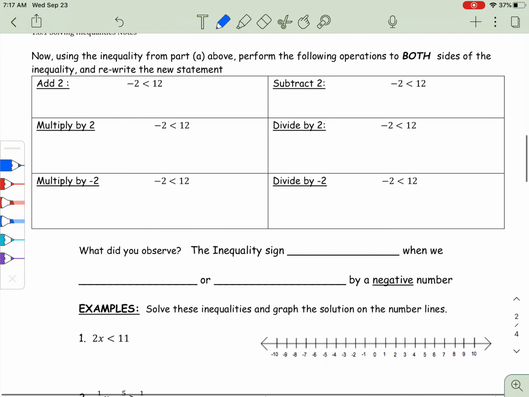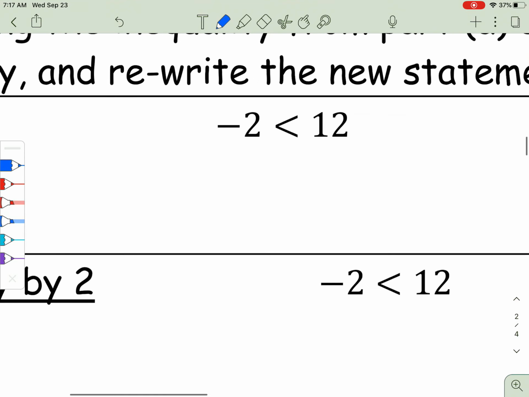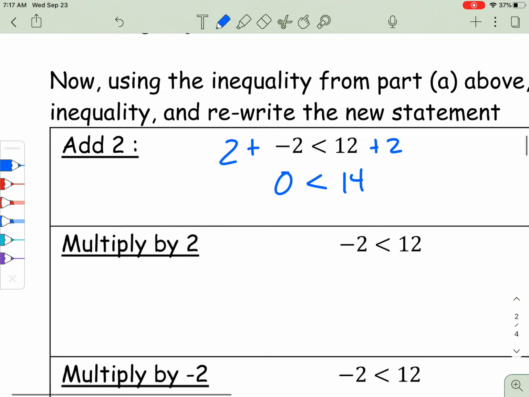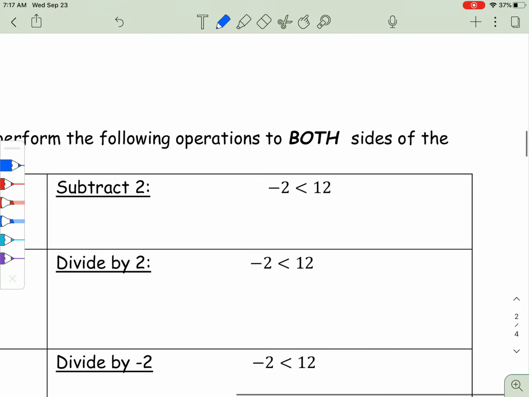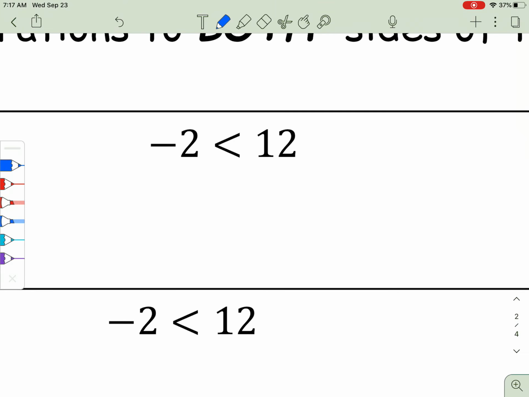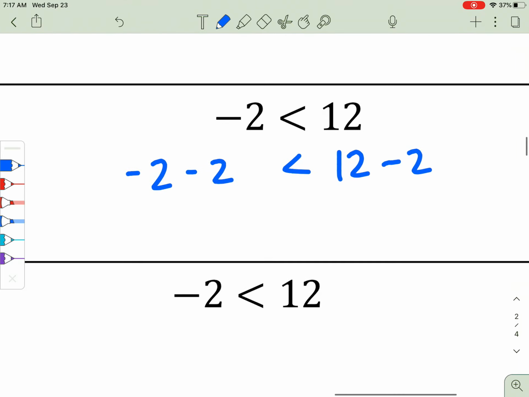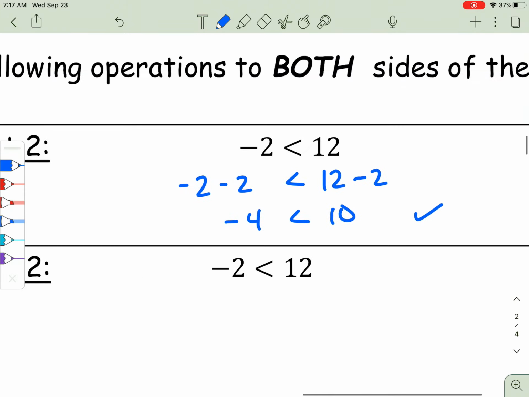Okay. Now, using the inequality from part A above, perform the following operations to both sides of the inequality and then rewrite the new statement. So we want to add 2 to both sides. So -2 plus 2 and 12 plus 2 gives us 0 is less than 14. Still true. Okay, how about subtracting by 2? Okay, so -2 minus 2 and 12 minus 2 gives you -4 is still less than 10, so that one's okay.